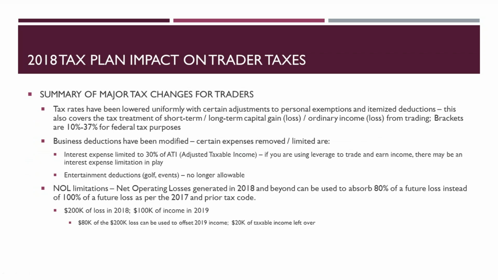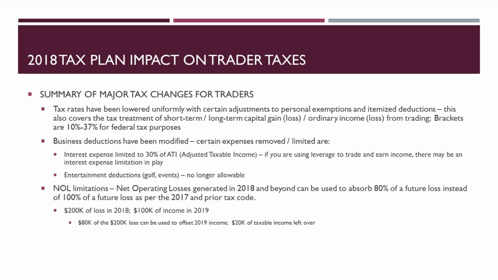So just jumping right in here to the 2018 tax plan and its impact on traders and taxes in general. This new tax regime that was passed in late 2017 is effective for 2018 and will remain effective through the end of 2026. So we essentially have 8 years of these lower tax rates and changes to the tax code that are very applicable to, not only traders, but really all taxpayers in the United States.